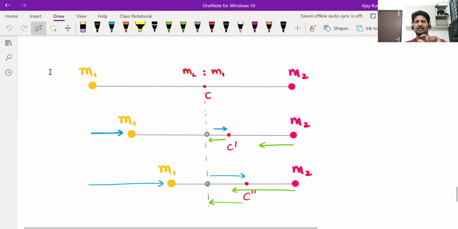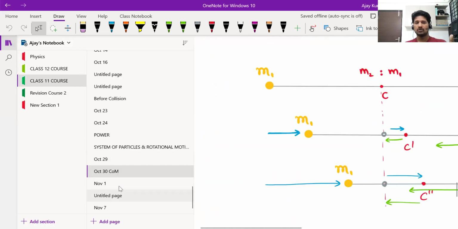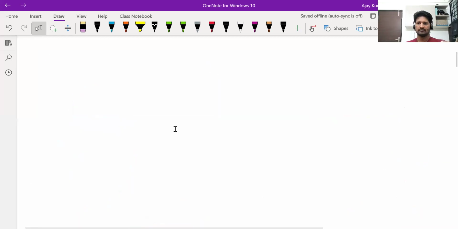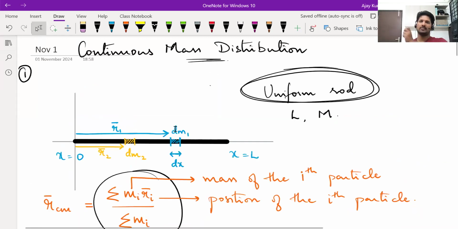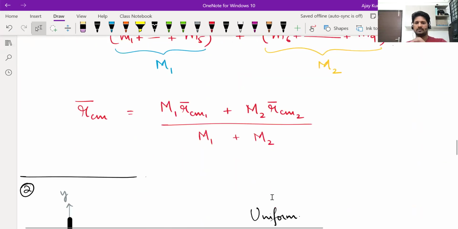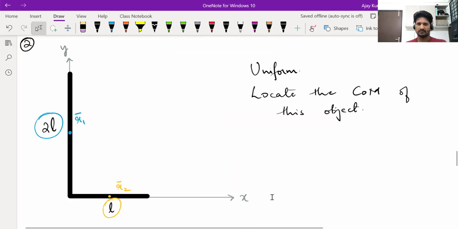Okay, that particle idea we extended to a rod. We applied it to a rod. We treated the rod as a collection of particles like this. Once we knew the position of center of mass of a rod, we were able to tell the position of center of mass of an L-shaped object by using some extra ideas.